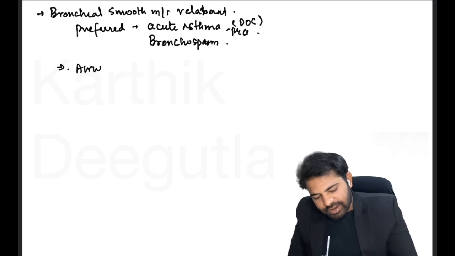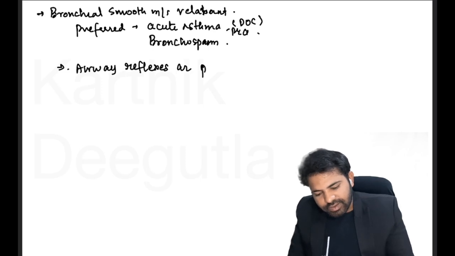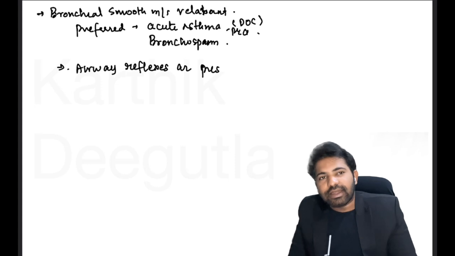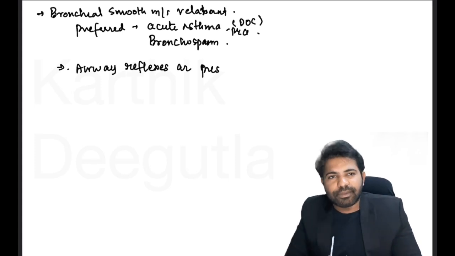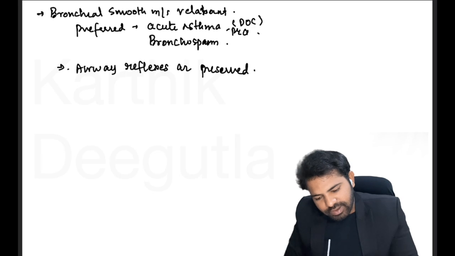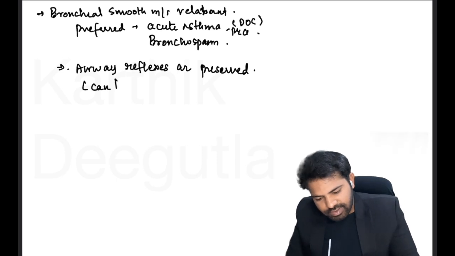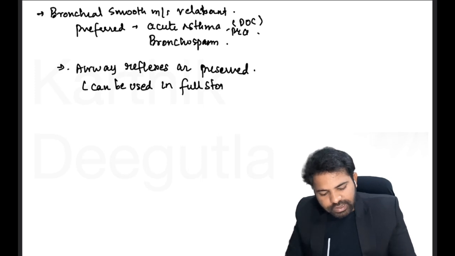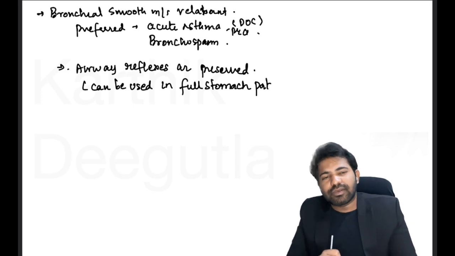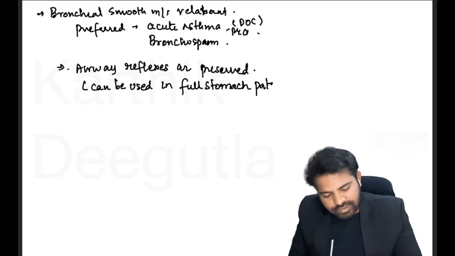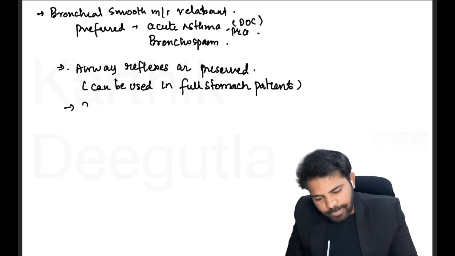While giving ketamine, all the airway reflexes are preserved, and that is the reason it can prevent aspiration in case of full stomach patients. The patient has control over his airway reflexes, so it can be used in full stomach patients. For rapid sequence induction also, ketamine can be used as an induction agent. It improves pulmonary compliance.